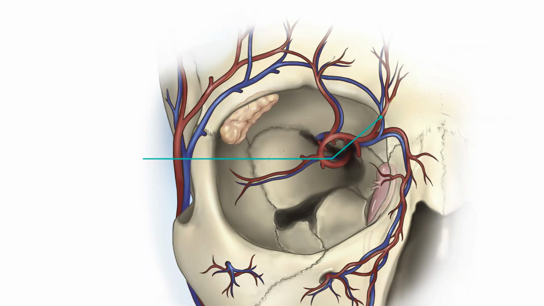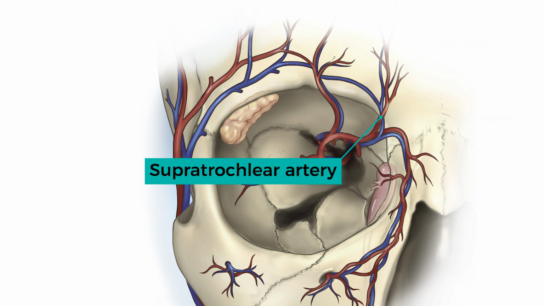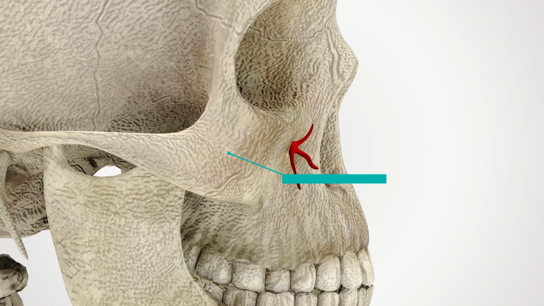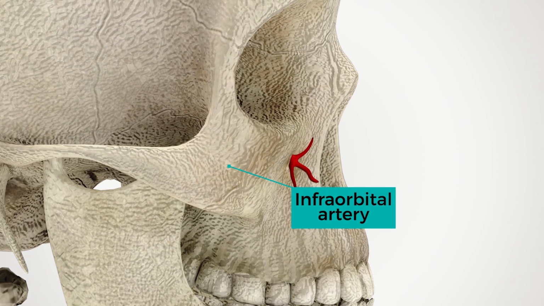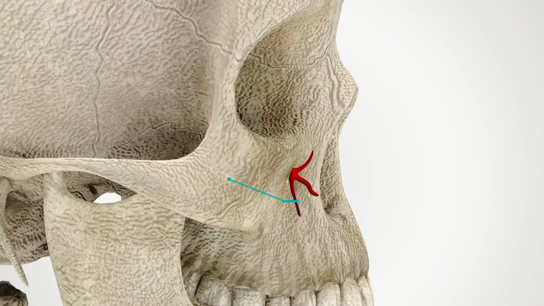The supratrochlear artery supplies the medial forehead and also plays a role in the eyebrow region. Understanding the path of the supratrochlear artery is critical for safe injection into the forehead, especially while treating frown lines with fillers. Moving on to the infraorbital artery, this artery arises from the maxillary artery, a branch of the external carotid artery.